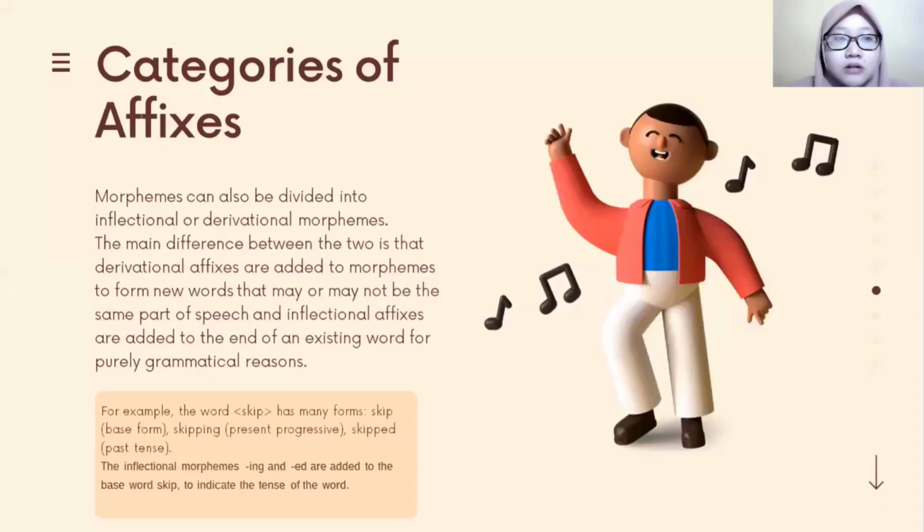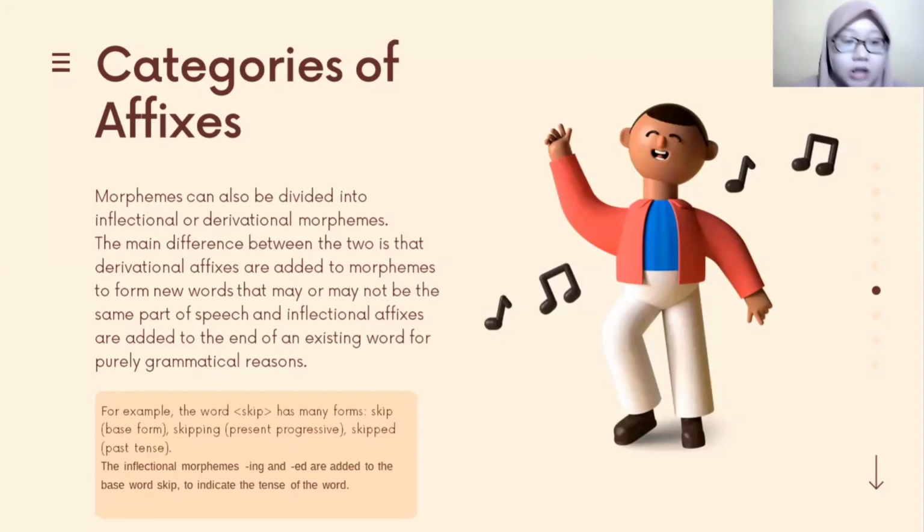Next is the categories of affixes. Morphemes can also be divided into inflectional or derivational morphemes. The main difference between the two is that derivational affixes are added to morphemes to form new words that may or may not be the same part of speech, and the inflectional affixes are added to the end of an existing word for purely grammatical reasons.